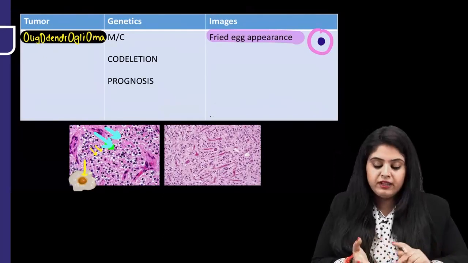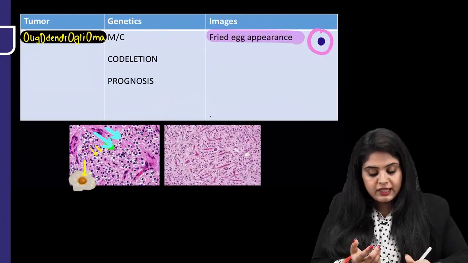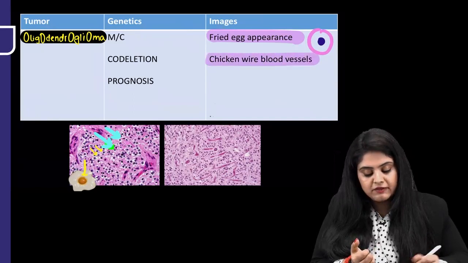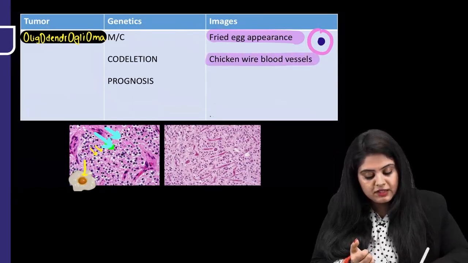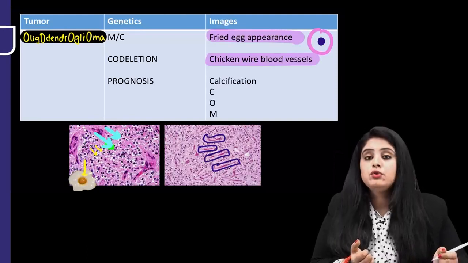But there is one more rule. Whenever in life you will find an egg, you will find a chicken. So what is the next thing that you see? I see the presence of chicken wire blood vessels. I can see this characteristically over here. We see these lines, these chicken wire blood vessels. And one more thing, this tumor tends to show you calcification.